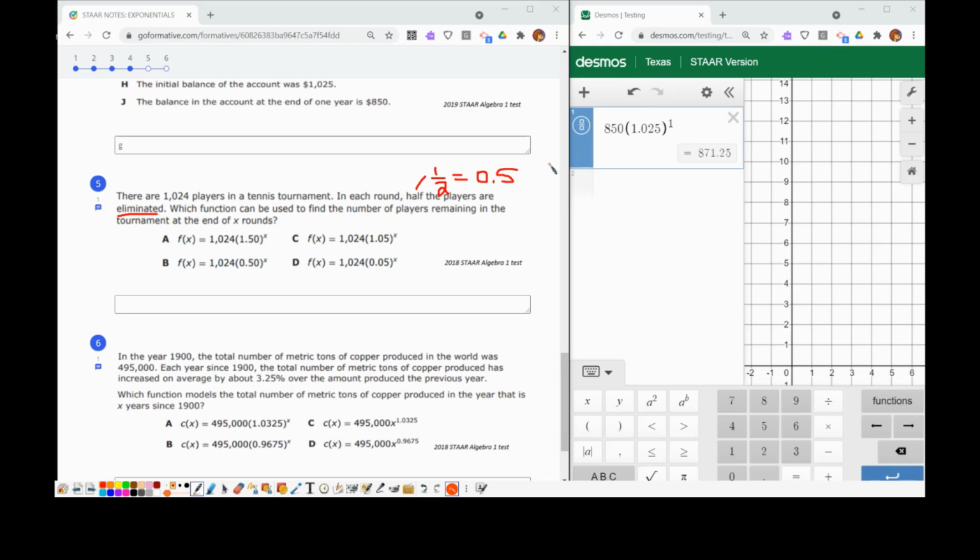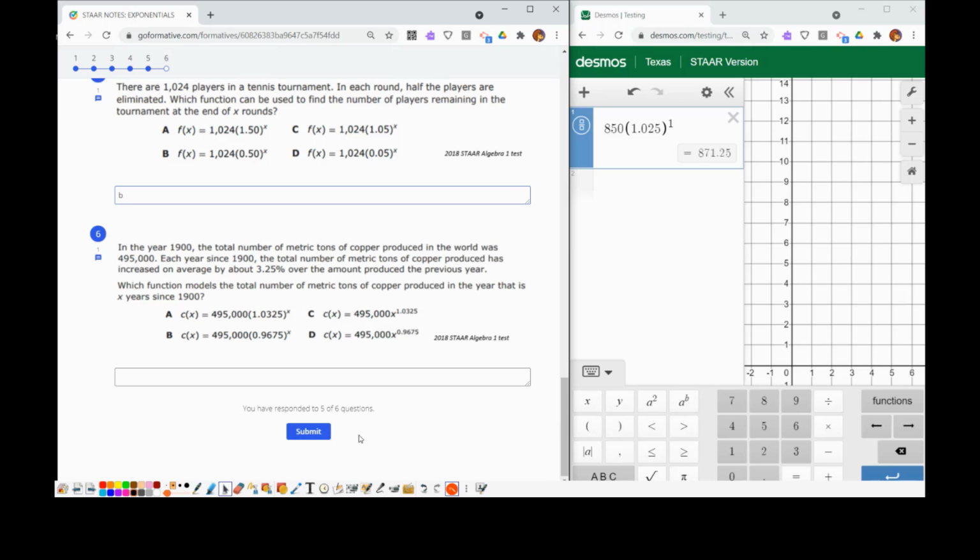0.5. Now, remember rate. It is decreasing by 0.5. And you always put a 1. 1 minus 0.5. That means the rate is 0.5. So that means your function is the initial value, which is 1,024, times the rate, which is 0.5, raised to the x. And if you notice right there, these are increasing functions because it's bigger than 1, so I know that's not it. And the one that is like the one I wrote is letter B. So my answer is letter B. Let's go on to the next problem.